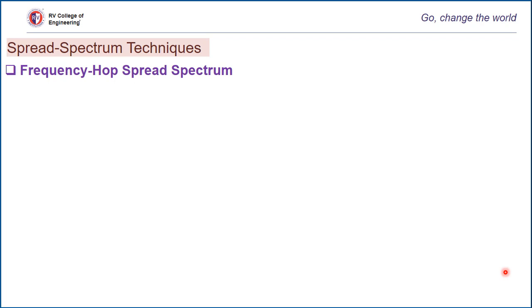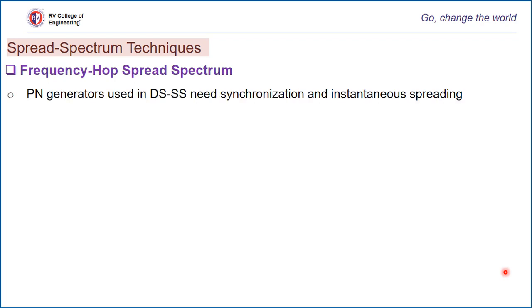In the last segment, we saw one class of spread spectrum technique called direct sequence spread spectrum. For its operation, we saw that the system requires that the locally generated PN sequence used in the receiver to despread the received signal be synchronized to the PN sequence used to spread the transmitted signal in the transmitter.